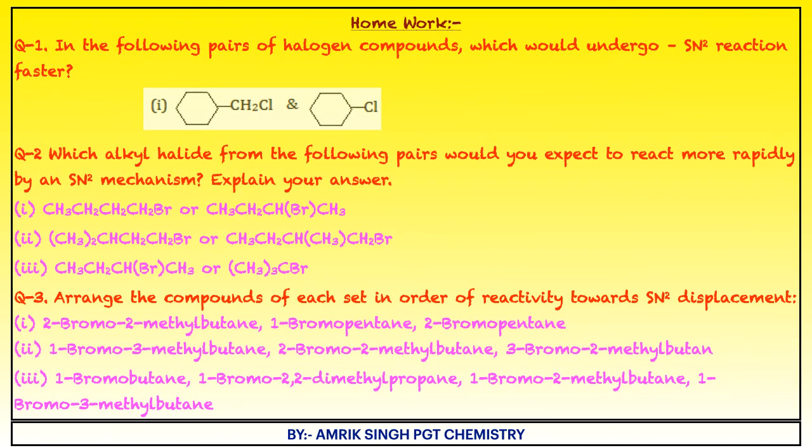We have some homework also. We have the first question. We have two alkyl halides. The first one, CH2Cl, is a primary alkyl halide and the second one is a secondary alkyl halide. In the following pair of halogen compounds, which will undergo SN2 reaction first? Obviously it is the first one, CH2Cl, and the second one will be less reactive because it is a secondary alkyl halide. In all the questions, we just have to identify the type of alkyl halide, whether it is primary, secondary, or tertiary, and then we can easily answer all these questions.